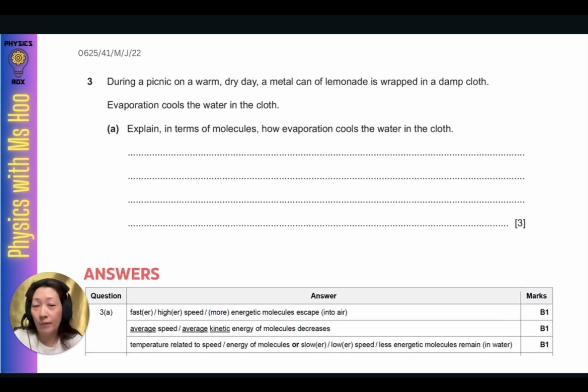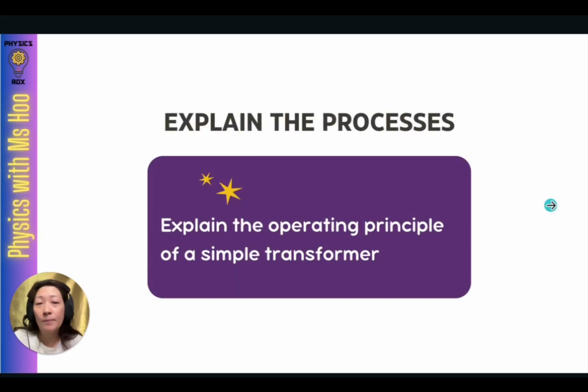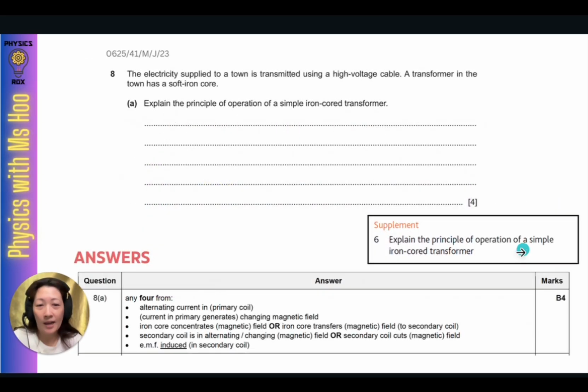Another process which you should be able to explain is the operating principle of a simple transformer. I've included the extract from the syllabus guide here just to remind you that you need to be able to explain the principle of operation of a simple iron core transformer. So this is an extract from the summer 2023 paper variant 1. The electricity supplied to a town is transmitted using a high voltage cable. A transformer in the town has a soft iron core. A. Explain the principle of operation of a simple iron core transformer. As you can see, this question is word for word taken from the syllabus guide. Anyway, so how do we explain it?